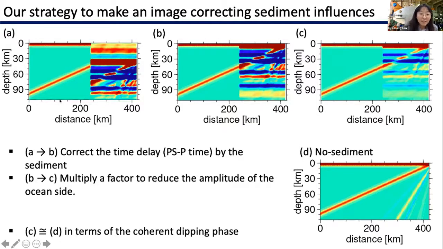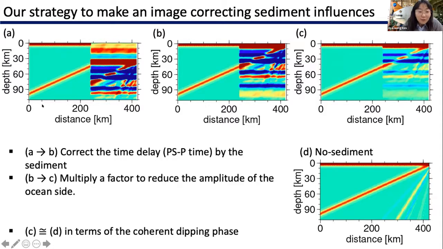A is the synthetic that we can expect from amphibious circumstances. We have the ocean on the right, which looks very complicated. We want this A to look similar to the D, which is the land-only case.